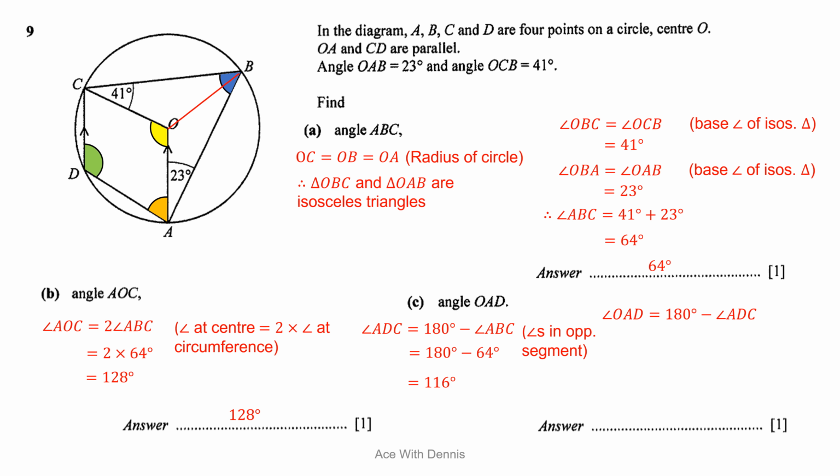Next, angle OAD equals 180 degrees minus angle ADC, because it is interior angles as AO is parallel with DC. So angle OAD will be 180 degrees minus 116 degrees, which is 64 degrees. Hence, 64 degrees is the final answer.